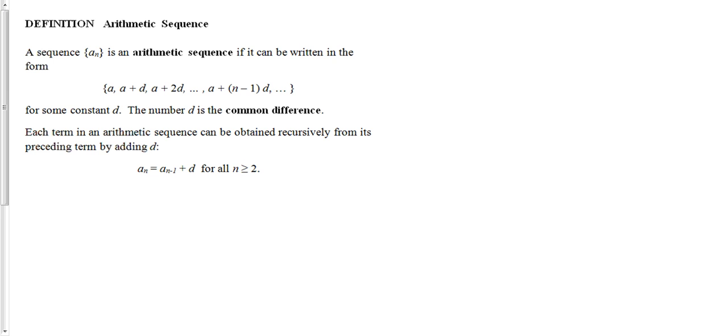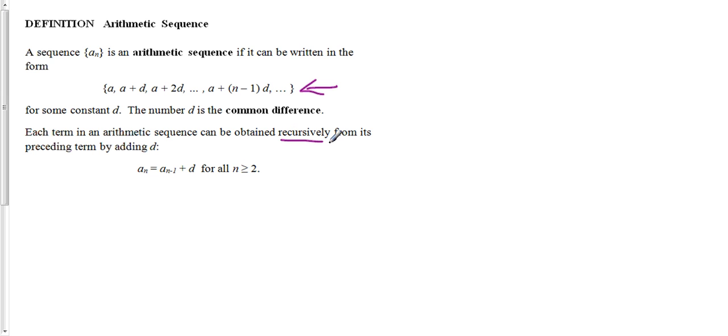Each term in an arithmetic sequence can be obtained recursively from its preceding term by adding d. So we have the formula down here, a_n is equal to a_(n-1) + d for all n greater than or equal to 2. So these are all the elements or the terms in our sequence. a is a_1, a + d is a_2, a + 2d is a_3. And as it's written here, it's an infinite sequence, and that's, again, what those dots tell us.